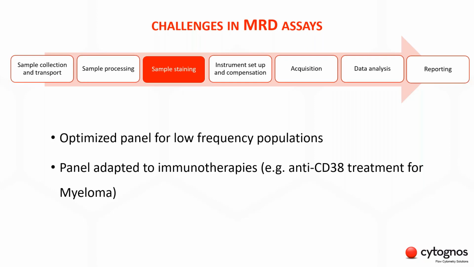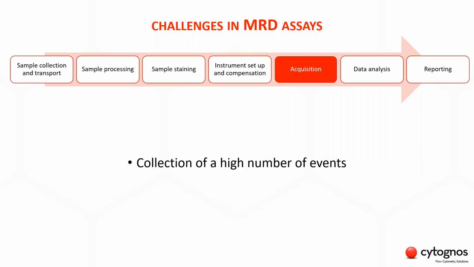We need as well to make sure that our MRD panels are optimized for detecting the target population at very low levels, and that our MRD panels are adapted to immunotherapy that can interfere with the expression of a specific marker. And definitely, we need to make sure that our instrument has the capacity to collect a high number of events relatively fast.